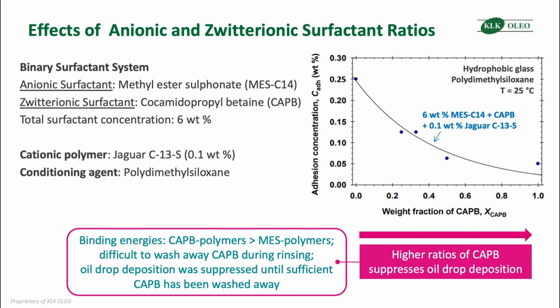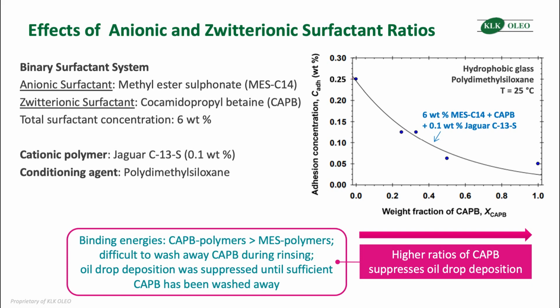Using this technique, we studied a few surfactant systems. For example, this is a binary surfactant system with an anionic and a zwitterionic surfactant. The anionic surfactant is a methyl ester sulphonate with a C14 carbon chain length. MES C14 provides good cleansing performance.